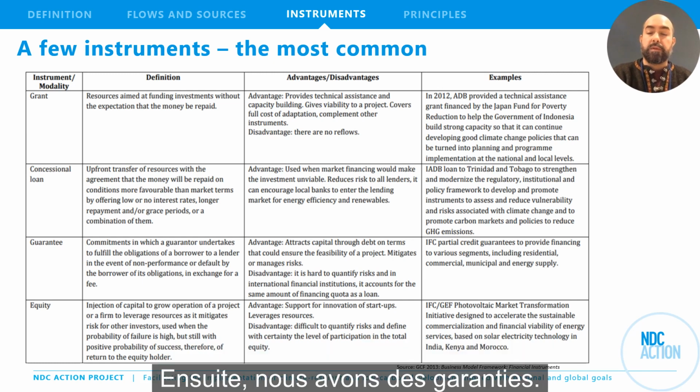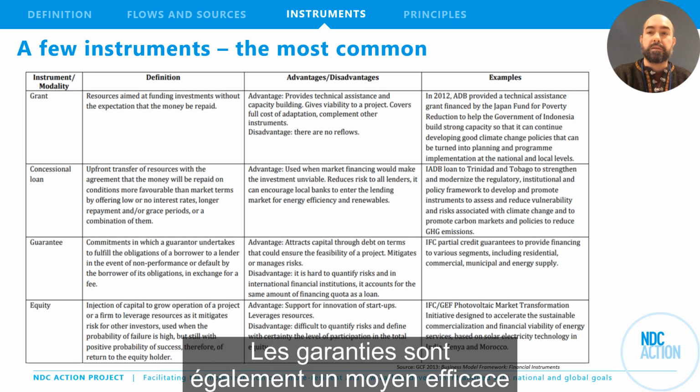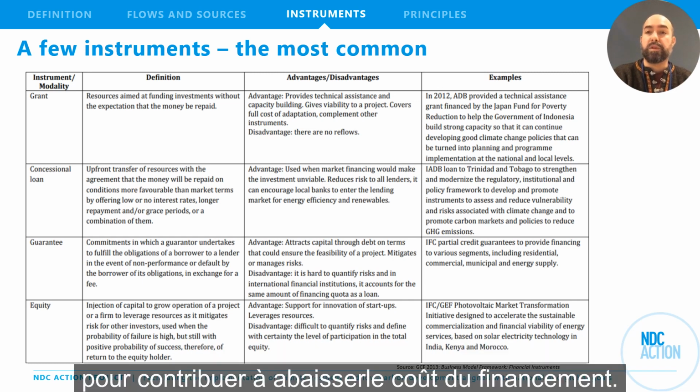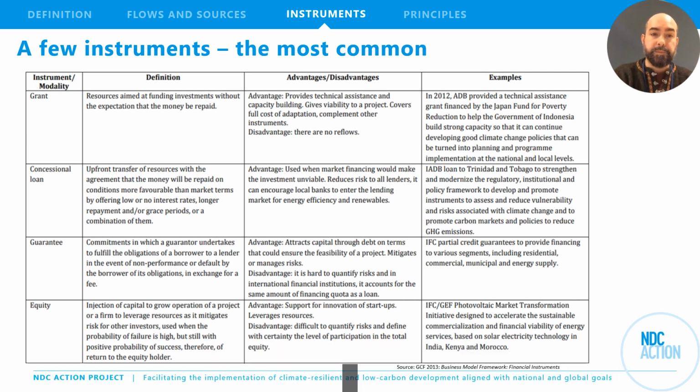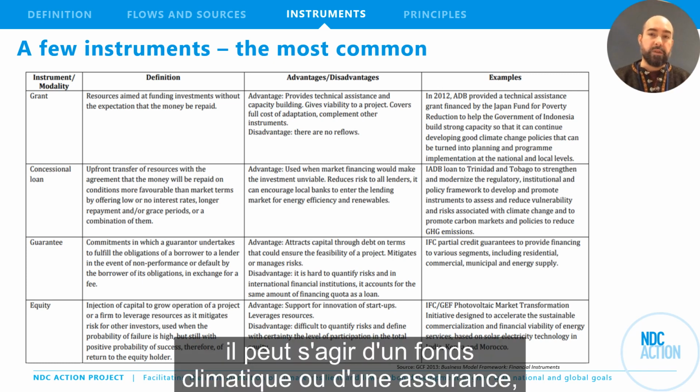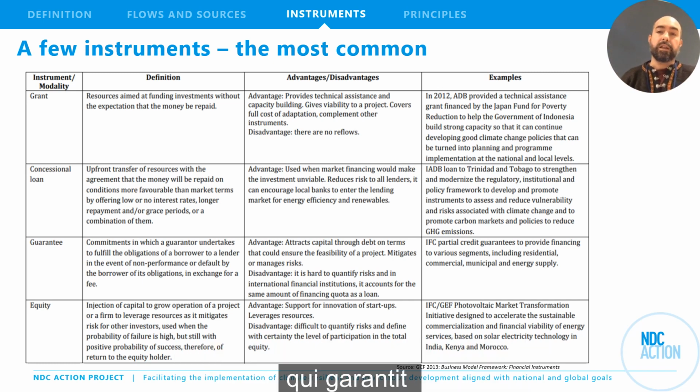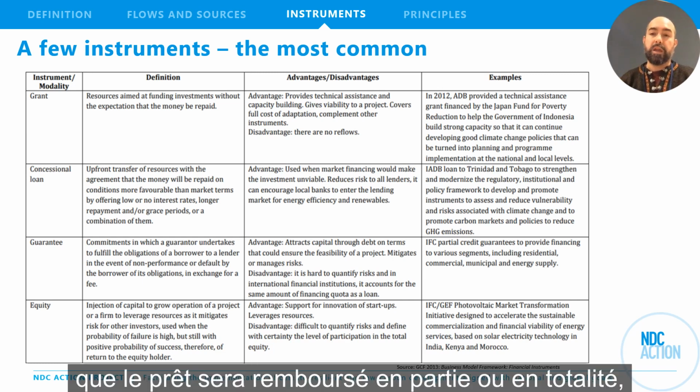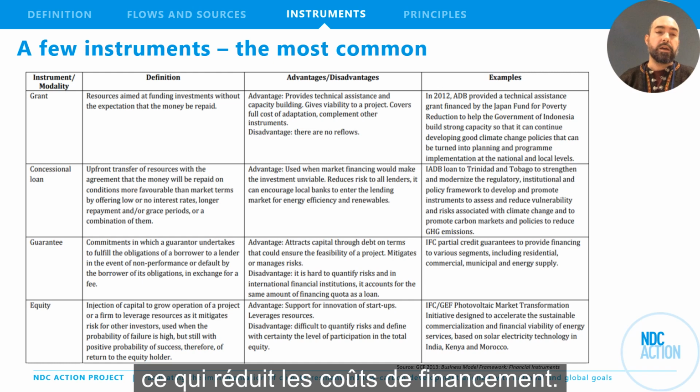Then we have guarantees, and guarantees are also an effective instrument in lowering the cost of finance. Basically, a guarantee, which can come from a climate fund or be something similar to insurance, goes in and guarantees that the loan will be repaid in part or in full, which then lowers the costs of finance.